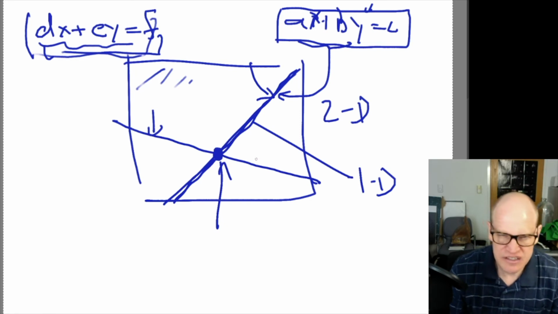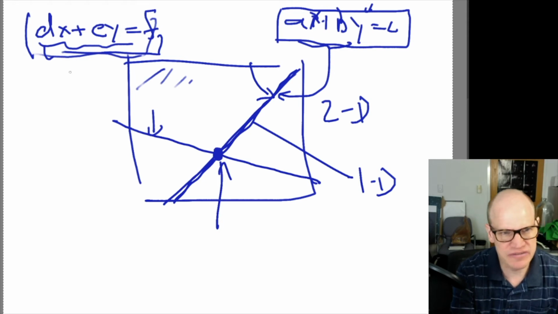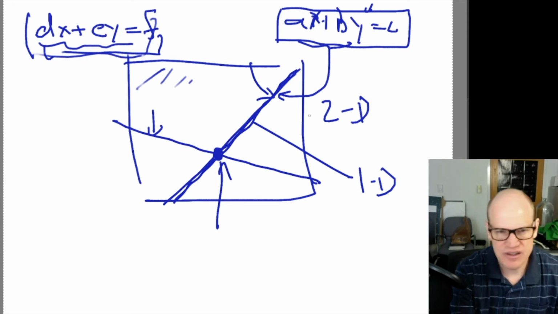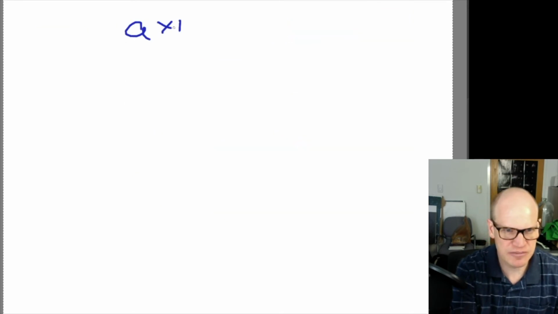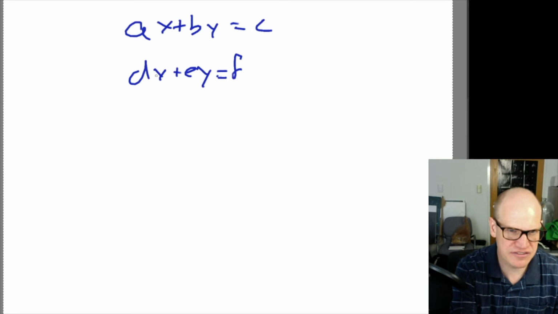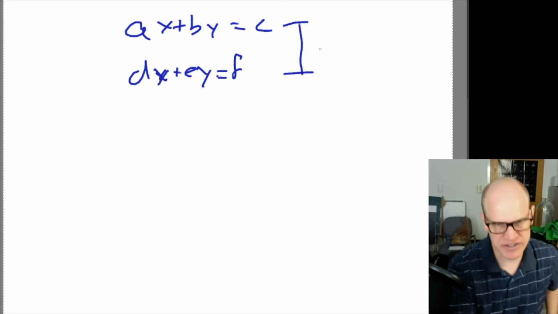Okay, so there are different algebraic ways of solving 2 equations and 2 unknowns. One of the ways to do it is to say, so this is where you get a system of equations, where you have ax plus by equals c, and you have dx plus ey equals f, and you need to find the one location where both of these equations are satisfied.